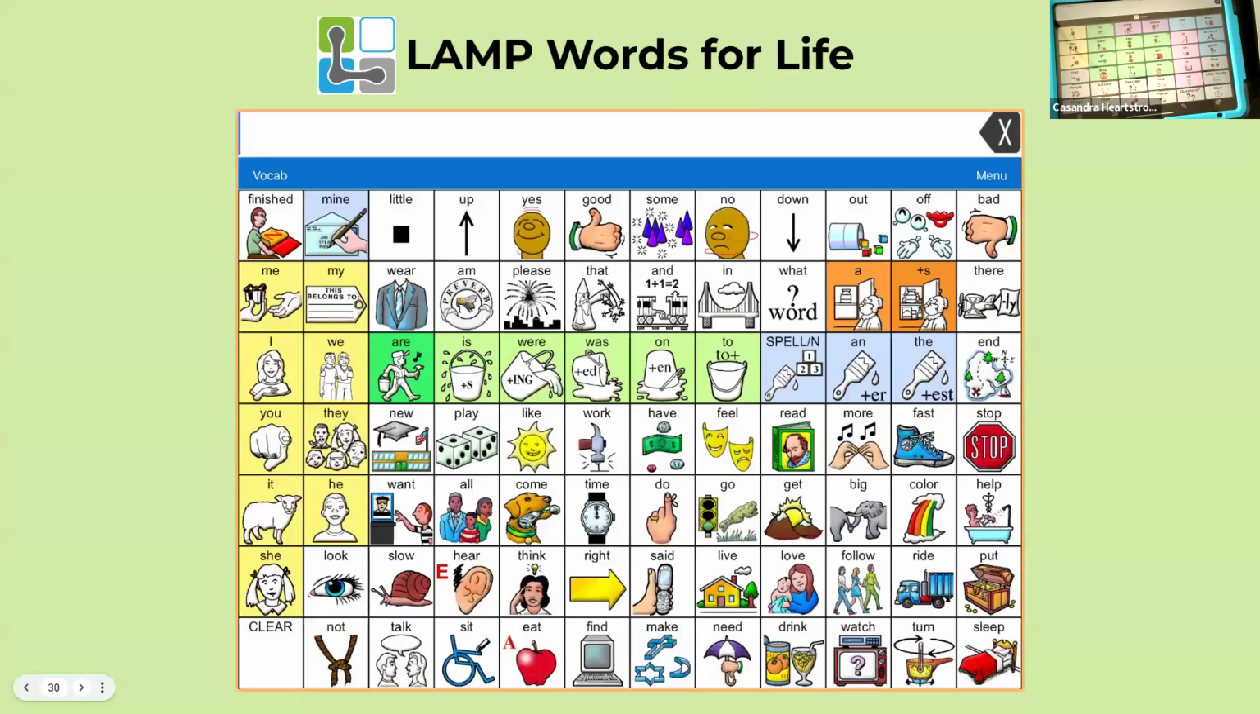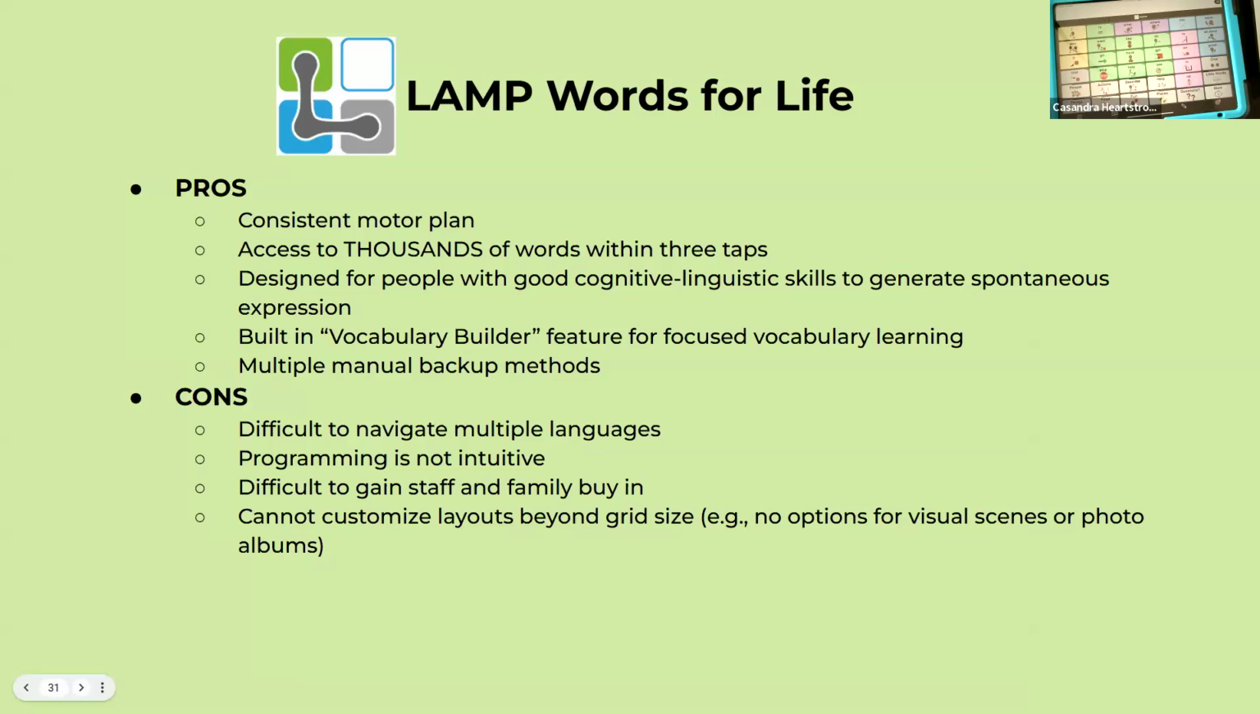And lastly, I just want to show you LAMP Words for Life. Some pros for LAMP is that it has a consistent motor plan. You can only find the word in one spot on the whole device. So once you learn where your words that you use frequently are, they are always there.